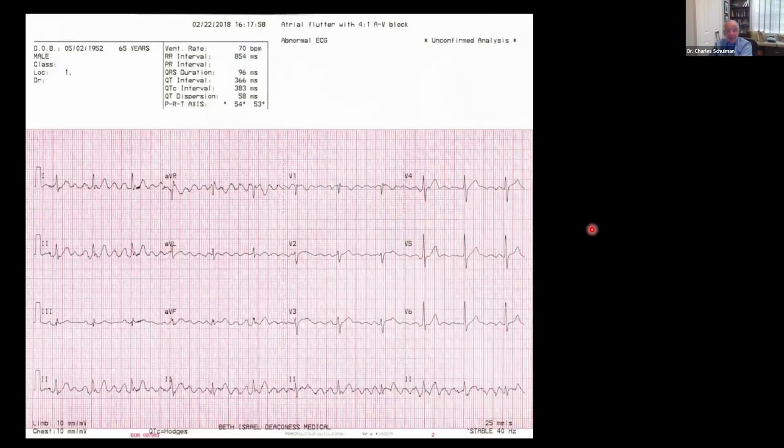So here's a little quiz. Here's a little problem that relates to what I just told you. Here's an ECG that the computer said had atrial flutter with 4-to-1 AV block. Is that true? Can you tell?